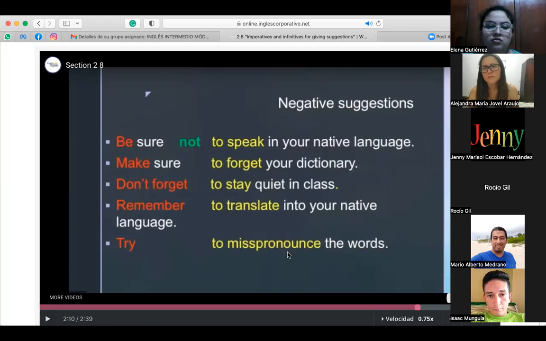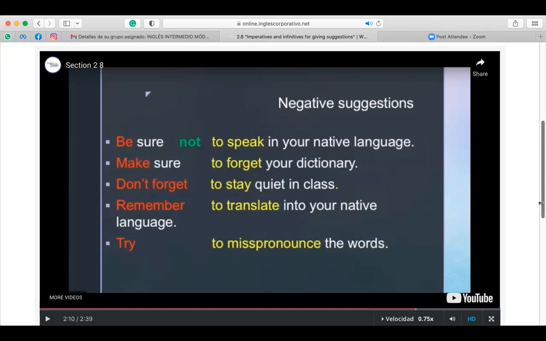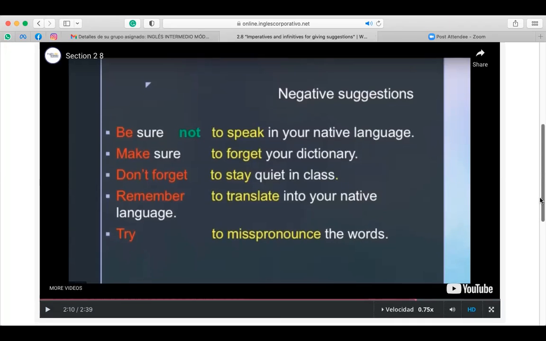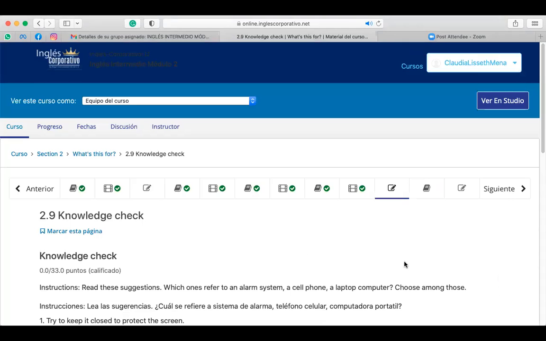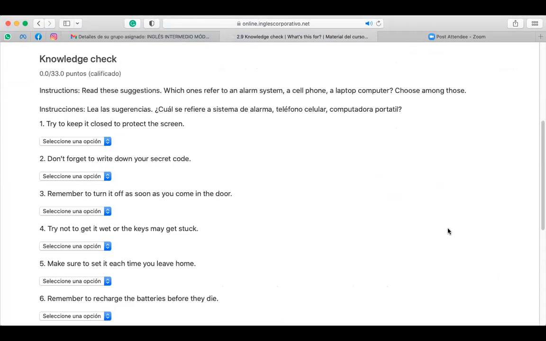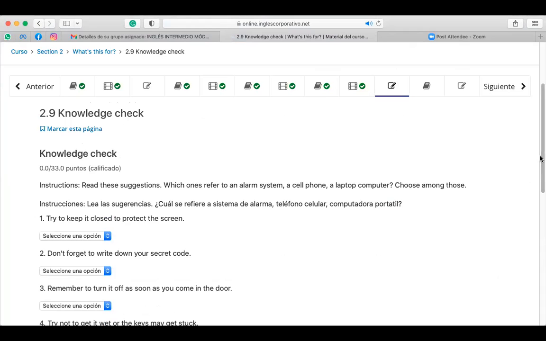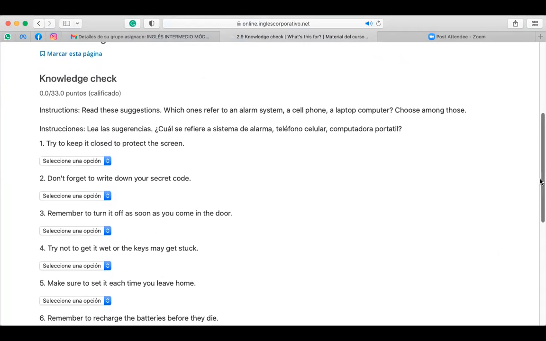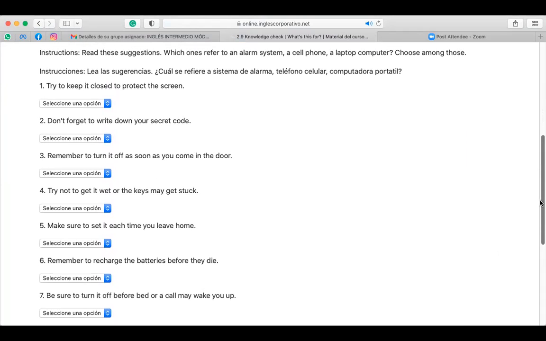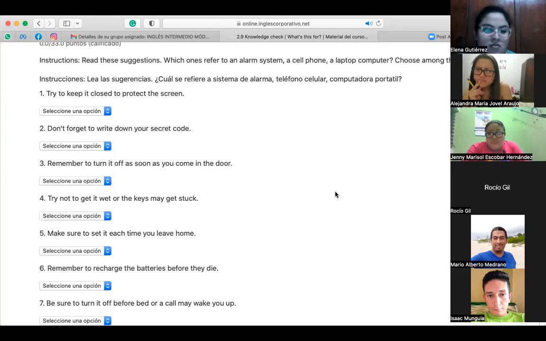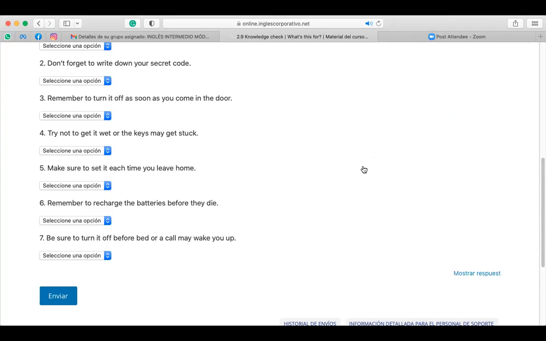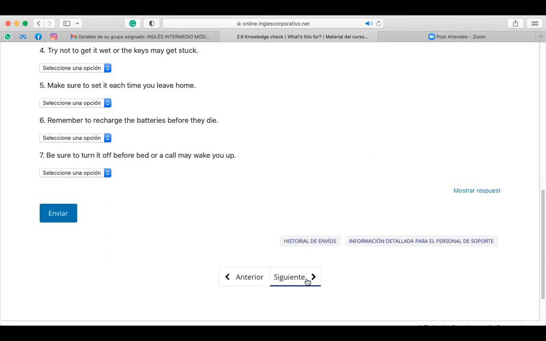Okay, let's see. We will continue with the lesson. I think this is pretty easy for you. It's not too confusing. Oh, this is a knowledge check. Have you already done it? Or do you want to complete it? I'm finished. Oh, okay. I finished too. Okay, let's go with the next one.